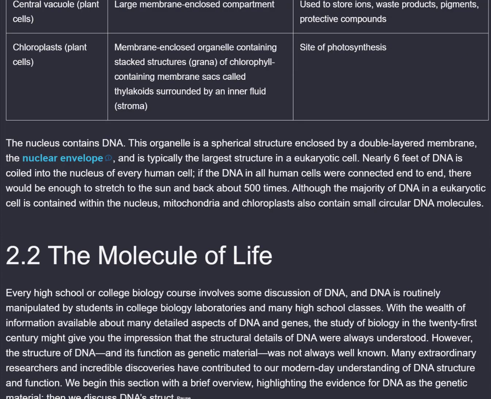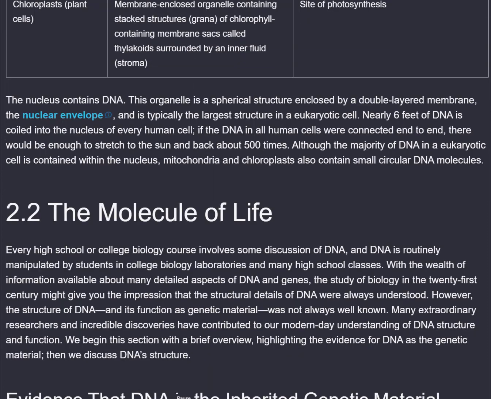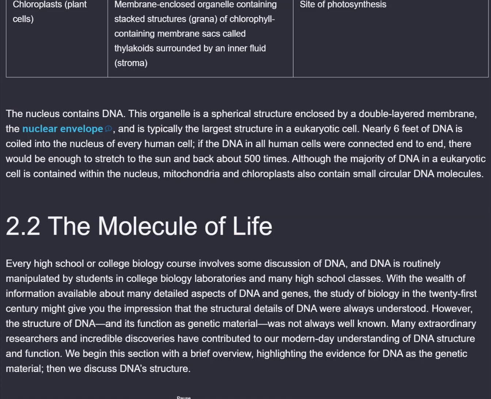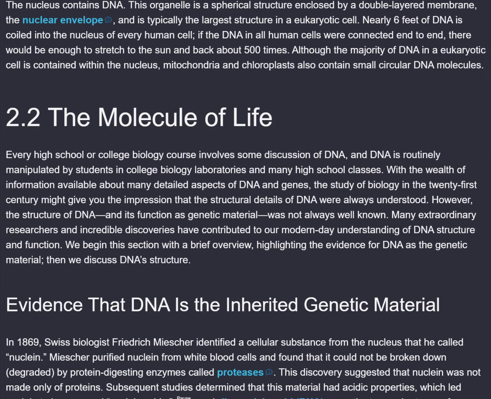Central vacuole, plant cells. Large membrane enclosed compartment. Used to store ions, waste products, pigments, protective compounds. Chloroplasts, plant cells. Membrane enclosed organelle containing stacked structures, grana, of chlorophyll containing membrane sacs called thylakoids surrounded by an inner fluid, stroma. Site of photosynthesis.